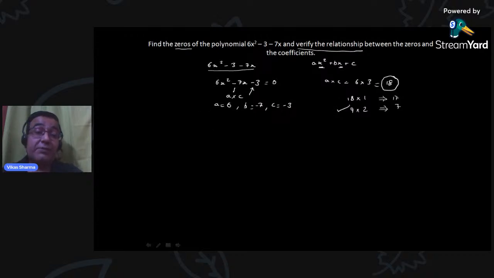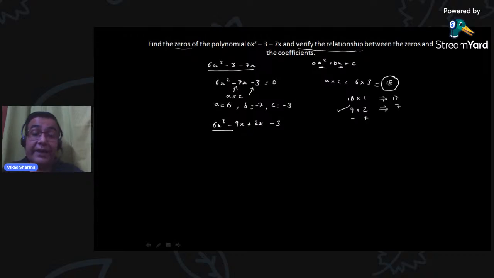And because we have got a negative sign here, B is negative, that means the greater number has to be negative and the smaller one is positive. So this is negative and this is positive. Now again, let's do the middle term splitting method. So we are going to write 6x squared, the minus 7x. So instead of minus 7x, we'll write it as the sum of two factors, which is minus 9x plus 2x, and we have got the last term, which is minus 3.